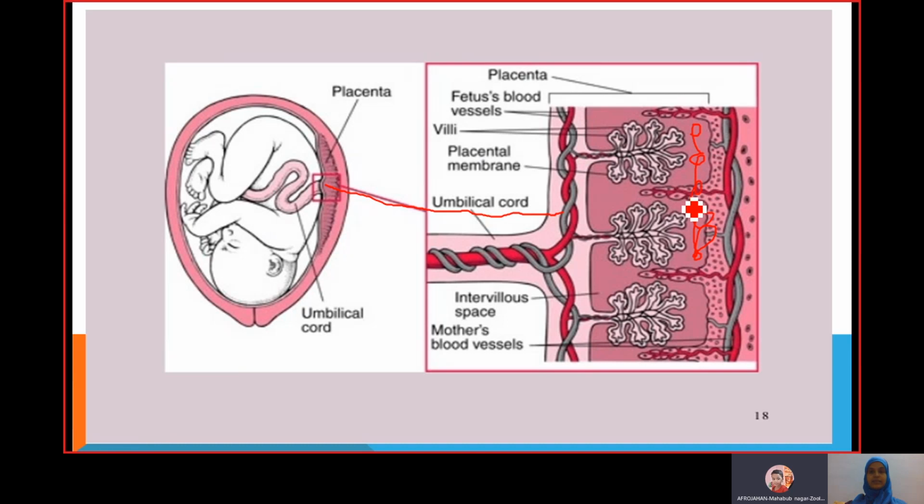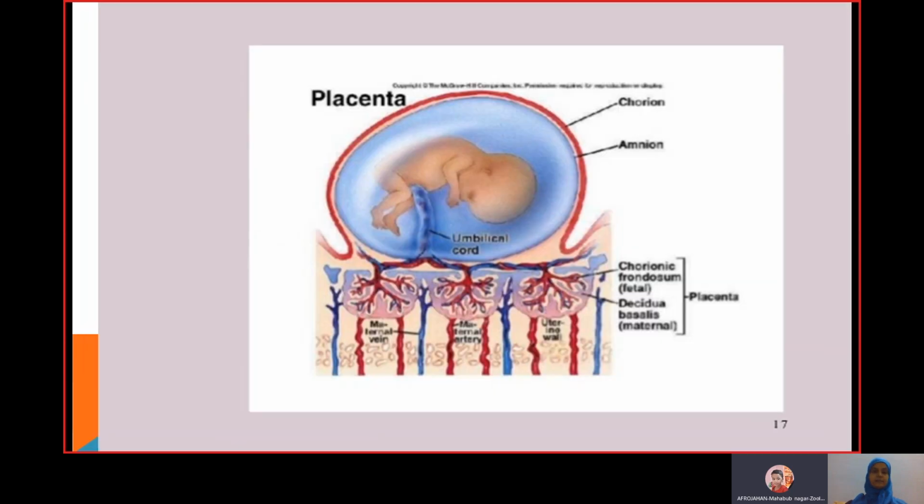In this gap only the blood is released. The blood is pumped, and from this gap the exchange of materials will take place. The chorionic villi absorb the blood and use it, then release deoxygenated blood, which goes to the veins of the mother. Like that, exchange of materials will occur in this placenta.